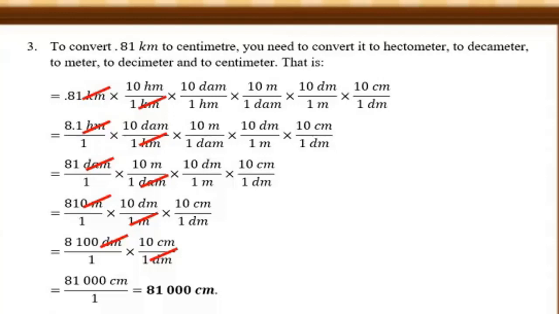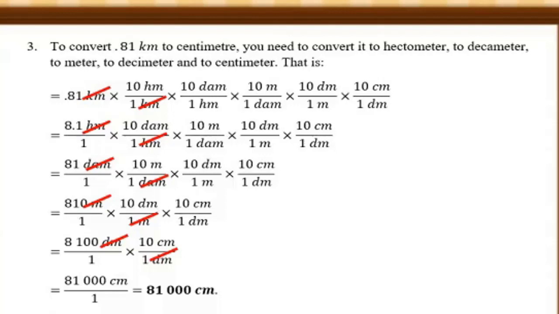So we have to cancel kilometer. So 0.81 times 10 hectometer is equal to 8.1 hectometer. Now let us multiply 8.1 hectometer times 10 decameter over 1 hectometer. So we're going to cancel the hectometer unit. So it becomes 81 decameter times 10 meter over 1 decameter to cancel out the unit of decameter. So 81 times 10 is 810 meter.